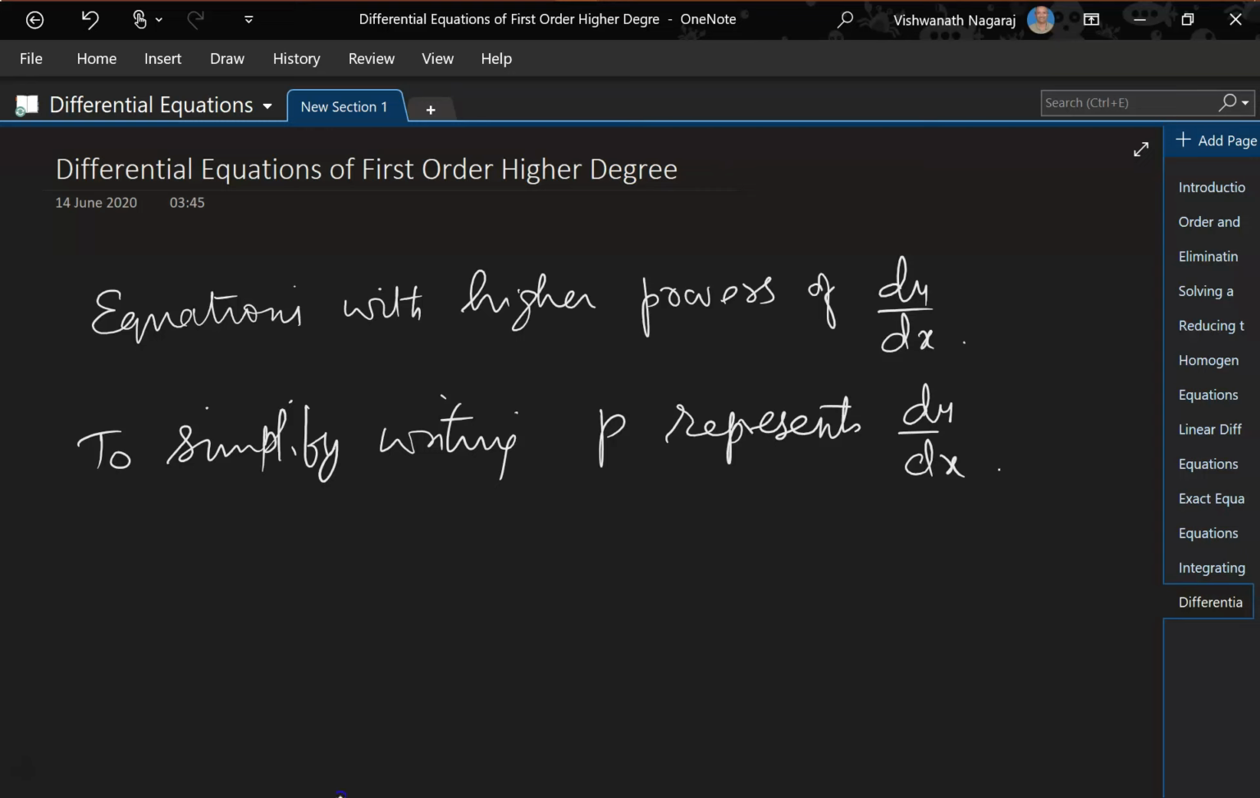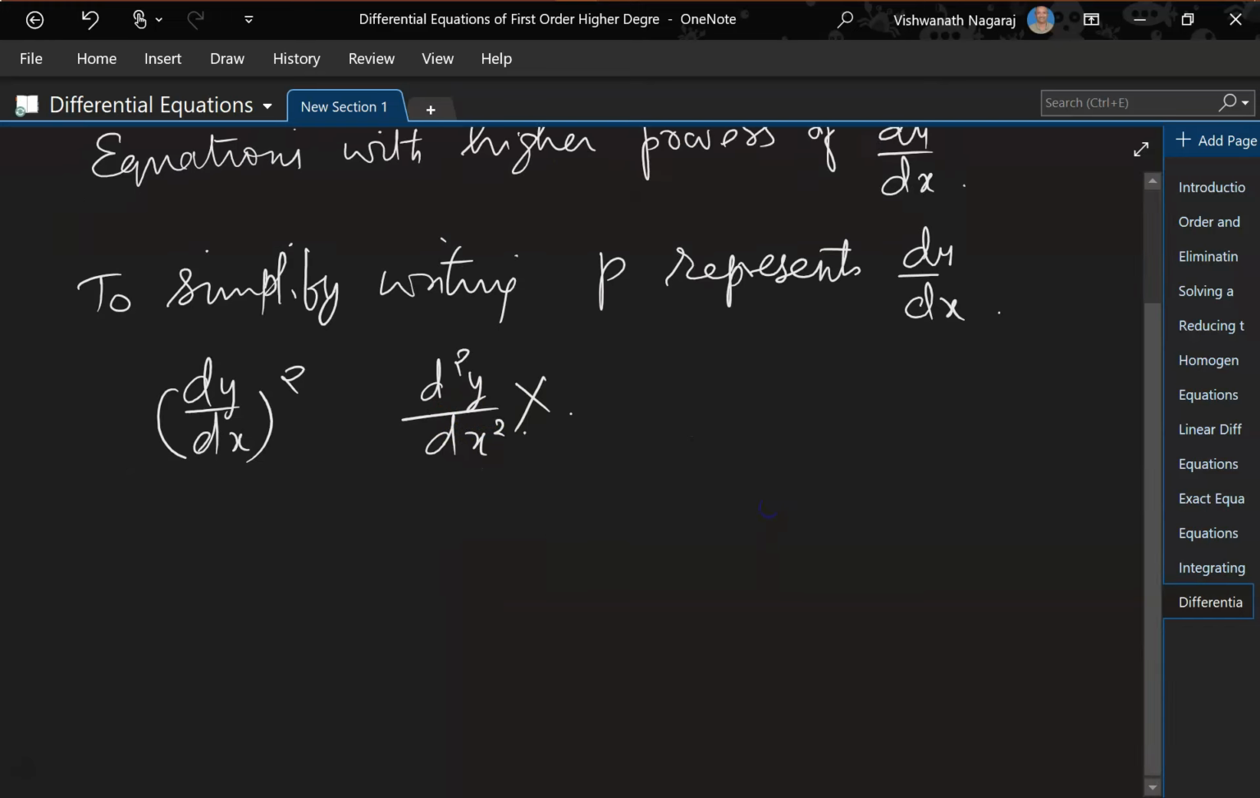So when we say higher powers, we are talking of dy by dx square or cube or to the fourth power. Remember, don't confuse with d square y by dx square. Not this. This is the second derivative. Here it is the first derivative to the power of.